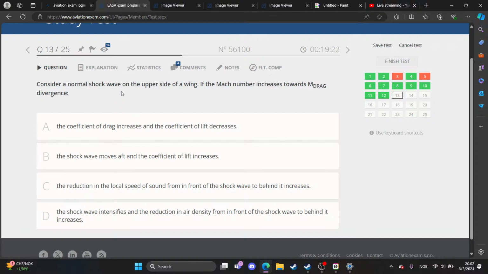Consider a normal shock wave on the upper side of the wing. If the Mach number increases towards M drag divergence. Coefficient of drag will increase, yes. Coefficient of lift. Oh, what happens there? Shouldn't that increase as well?